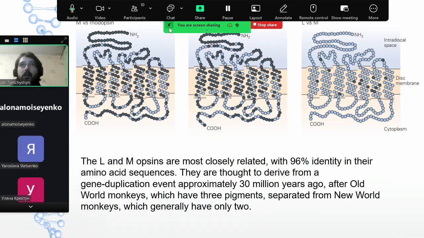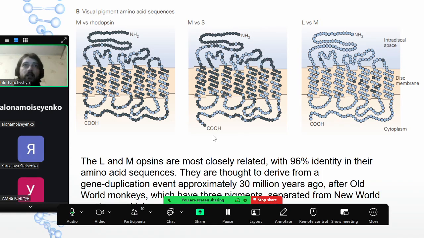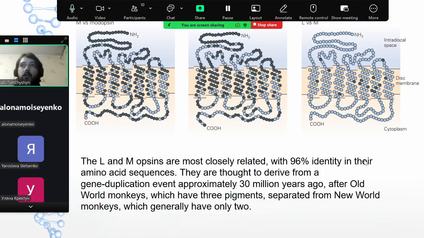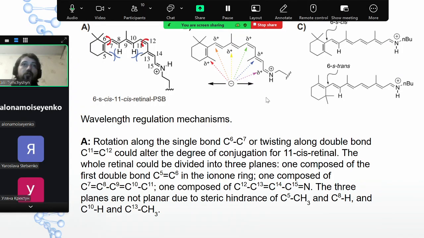And L and M are very closely related, with 96% identity in their amino acid sequences, and they are thought to derive from a gene duplication event approximately 30 million years ago. So after the old world monkeys, which have 3 pigments, separated from the new world monkeys, which generally have only 2. So that's the case. I guess you should have studied some mechanisms for that duplication during, I don't know, maybe a molecular biology course or genetics course, I'm not sure.